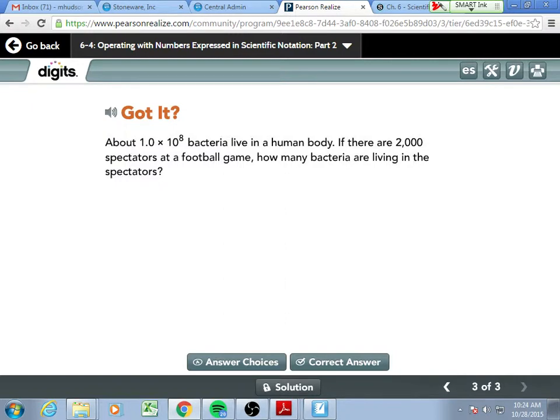If there are 2,000 spectators at a football game, how many bacteria are living in the spectators combined? So try this out. I'm going to give you a minute or two to do it on your own. We have 2,000 spectators each with 1.0 times 10 to the 8th bacteria in their body.